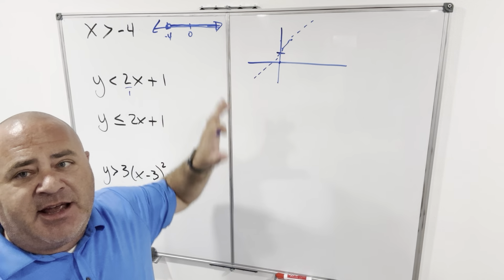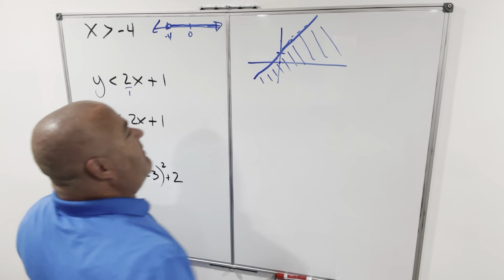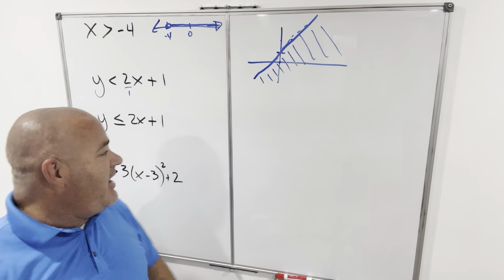Now, you'll notice this is the exact same equation, except this time we have less than or equal to. If that's the case, then rather than having this dotted line, we would have a solid line, even though my line's not really all that straight.